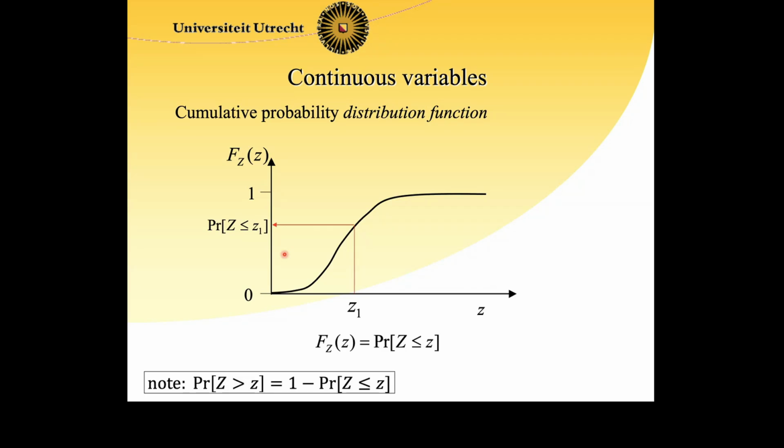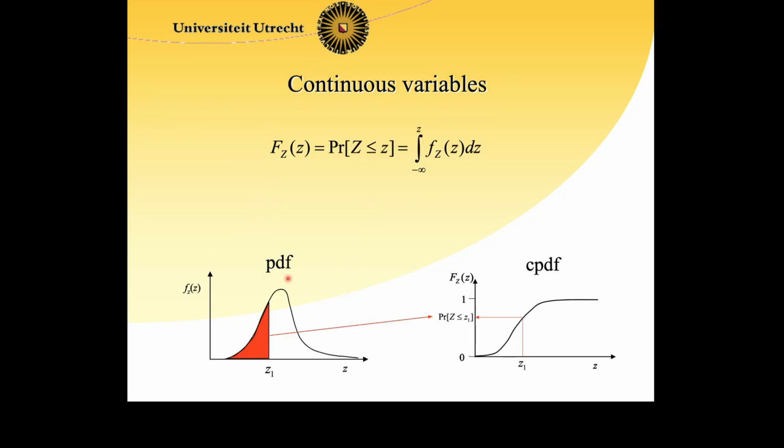By the way, if we want to know the probability that Z is larger than z, we just take 1 minus the probability that Z is smaller or equal to z. So that's the way we can get exceedance probabilities. The cumulative probability distribution function gives me the probability that something is smaller or equal to a given value. And if we want the probability that it's larger, we take 1 minus the value read from the cumulative probability distribution to get the exceedance probability.